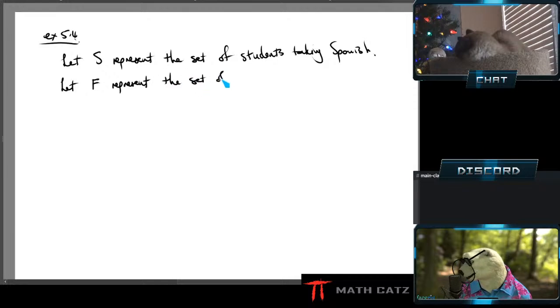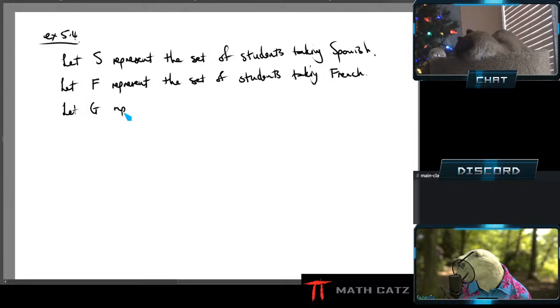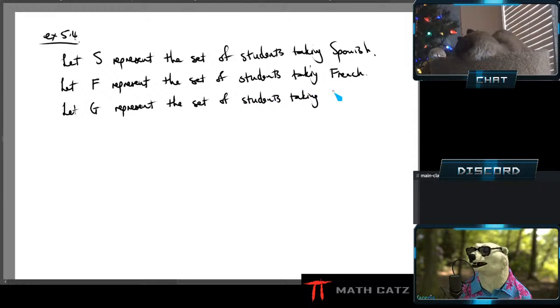French, I'll go F to represent the set of students taking French. Ooh, that's ugly. I'll still accept it. And G represents the set of students taking German.